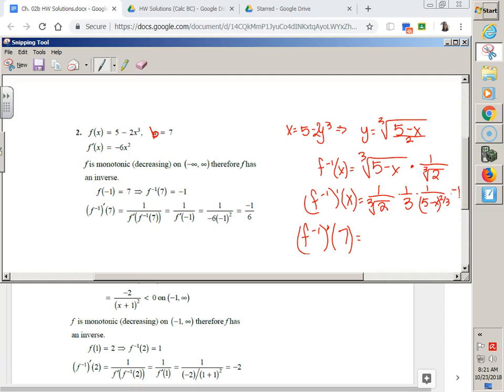Oh, that's disgusting. Yeah, it's not very pretty. We would have gone ahead and plugged in 7. 5 minus 7 is a negative 2, and negative 2 squared actually ends up being a positive. So you would end up with negative 1 over 3 times, and at the end of the day, you'll have the root of a positive 2 cubed, which ends up canceling and equaling negative 1/6.